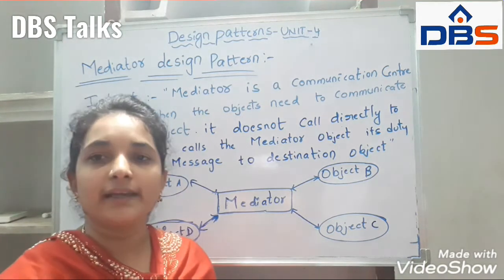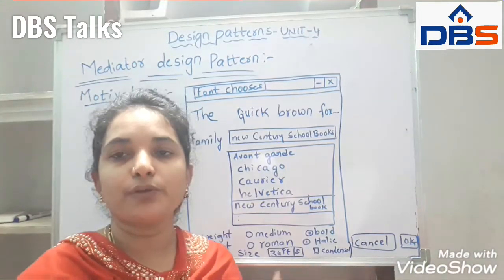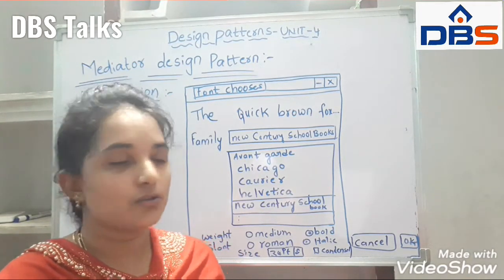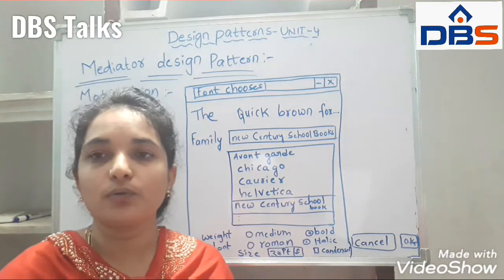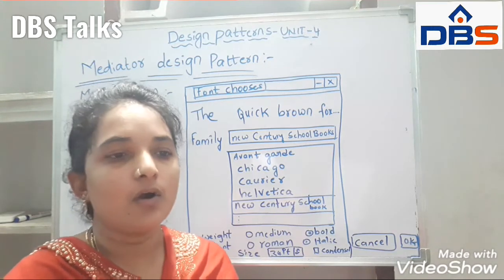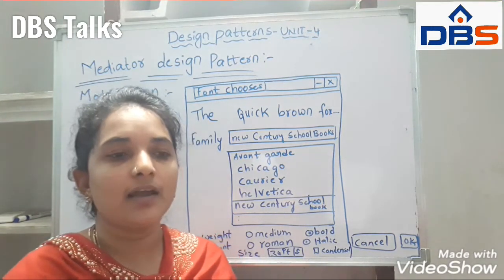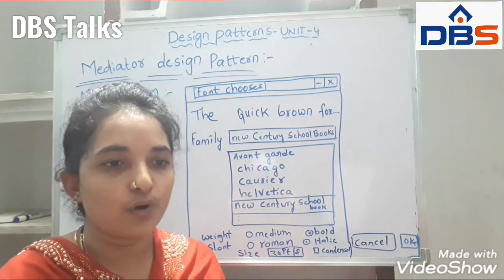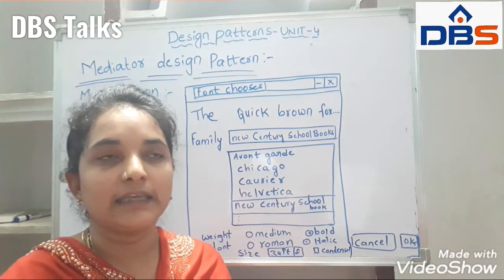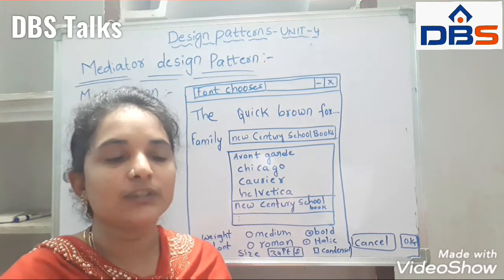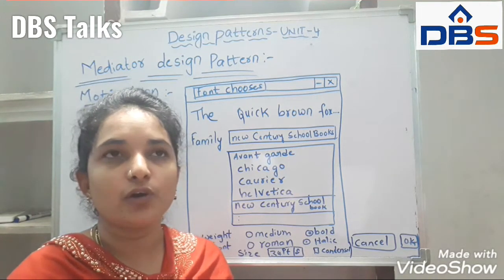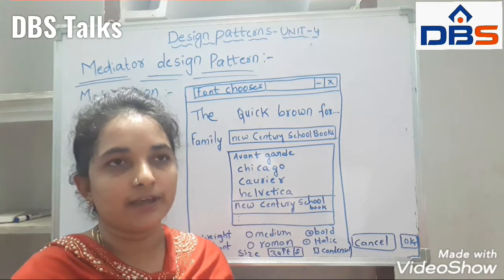Next, coming to the motivation. In the motivation I have a graphical user interface diagram. Before explaining this, we have to know what the motivation is in the mediator design pattern. Object oriented design encourages the distribution of behavior among objects. Such distribution can result in an object structure with many connections between objects. In the worst case, every object knows every other object.